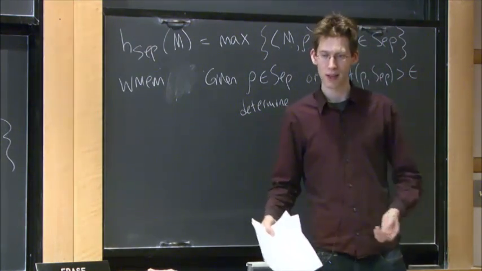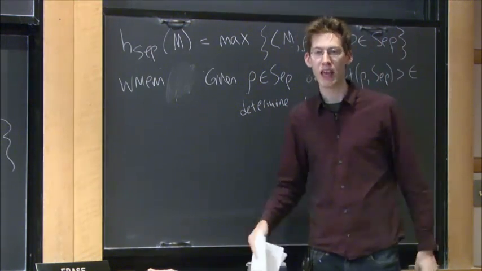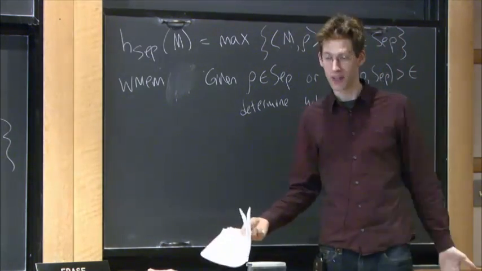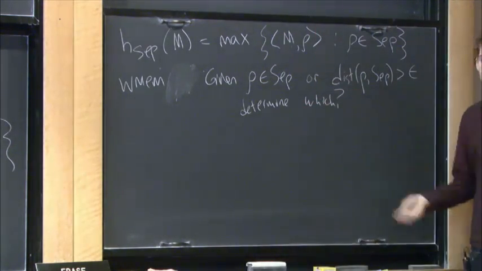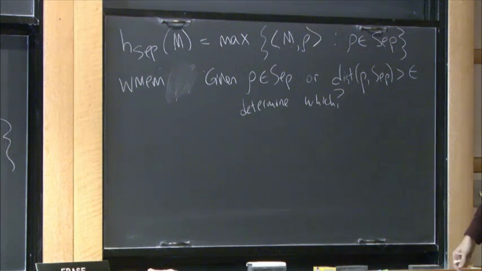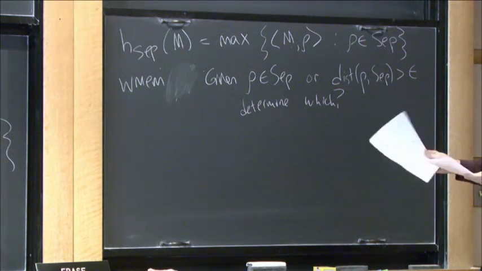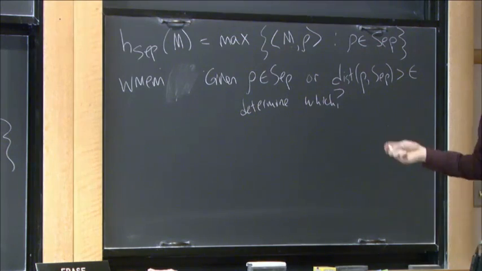I've built this apparatus. I've measured every single entry. I've already paid a price exponential in the number of qubits. Surely that should be enough. Can I solve this problem? And we don't know how to do that. And in fact, there's evidence that you can't do that.